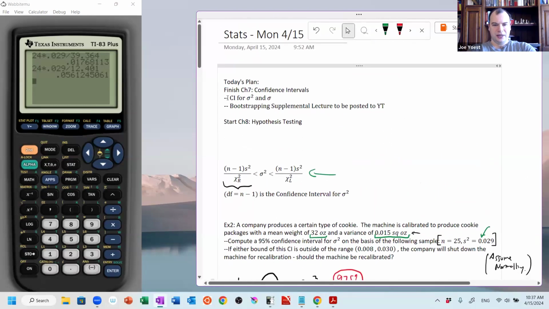Any questions on Chapter 7 confidence intervals? We talked about confidence intervals for mu, for the mean, whenever we know or don't know the standard deviation, confidence interval for p, the proportion or the probability of an event, and confidence interval for variance and standard deviation. Any questions on those?